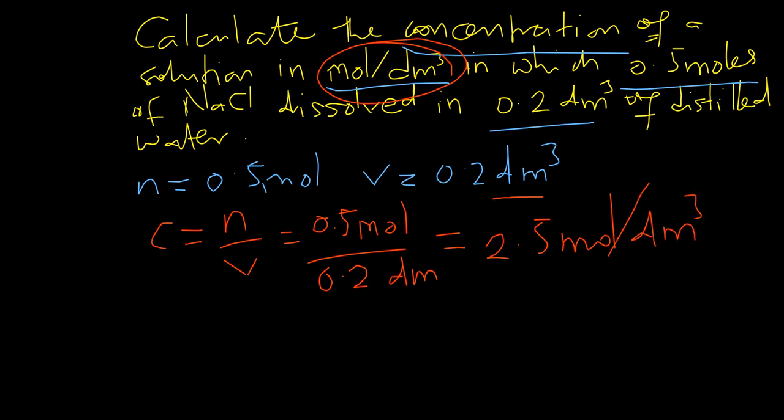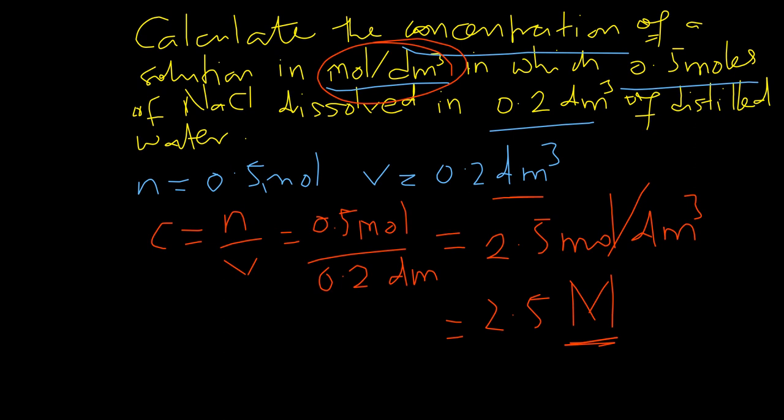And please remember, mole per dm cube can also be written as 2.5 molar. So mole per dm cube can also be represented by the unit molar. That's another way of saying mole per dm cube. So the answer is either 2.5 mole per dm cube or 2.5 molar. Molar is the unit for mole concentration. Mole per dm cube is also the unit for mole concentration. Let's look at the next example.